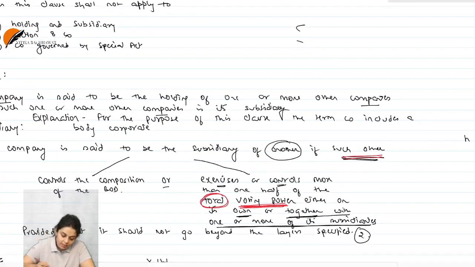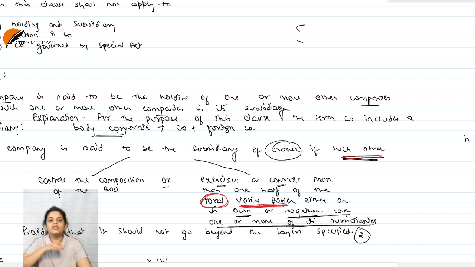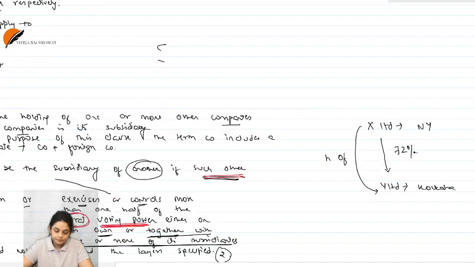Now, what is a body corporate? Body corporate is a wider term. It includes both company, including foreign company, Indian as well as foreign company. So next time, whenever we use the word body corporate in law, be careful, it is including foreign company.